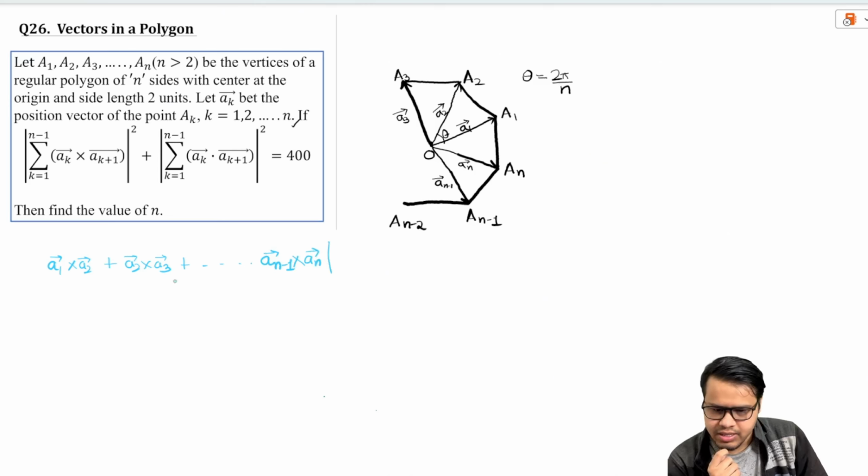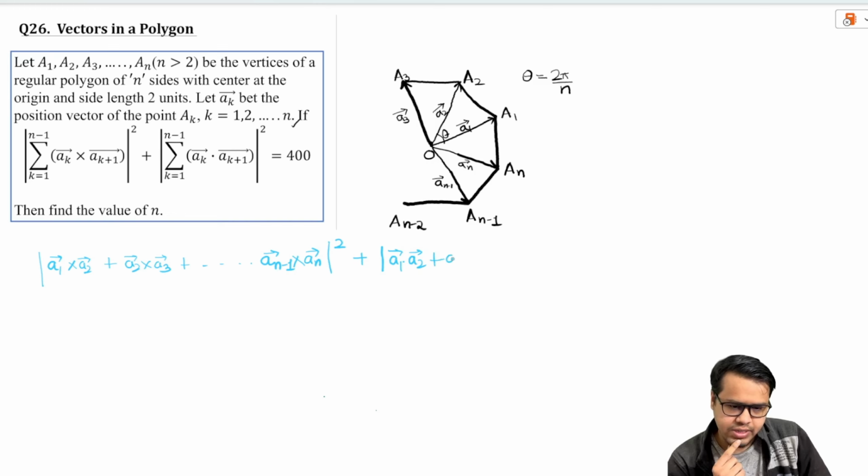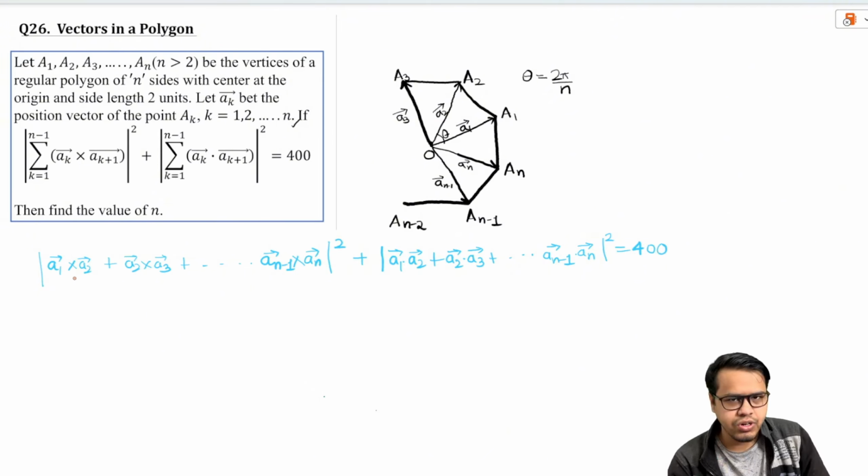Yeah, and this whole magnitude square plus this is dot product. So a1 dot a2 vector plus a2 dot a3 vector plus up to an minus 1 dot an vector. So now to evaluate this cross and dot, if we know the formula, then we can write it. So cross is basically magnitude of a1, magnitude of a2, sine of angle between them, and n cap. So we need to know the magnitude.